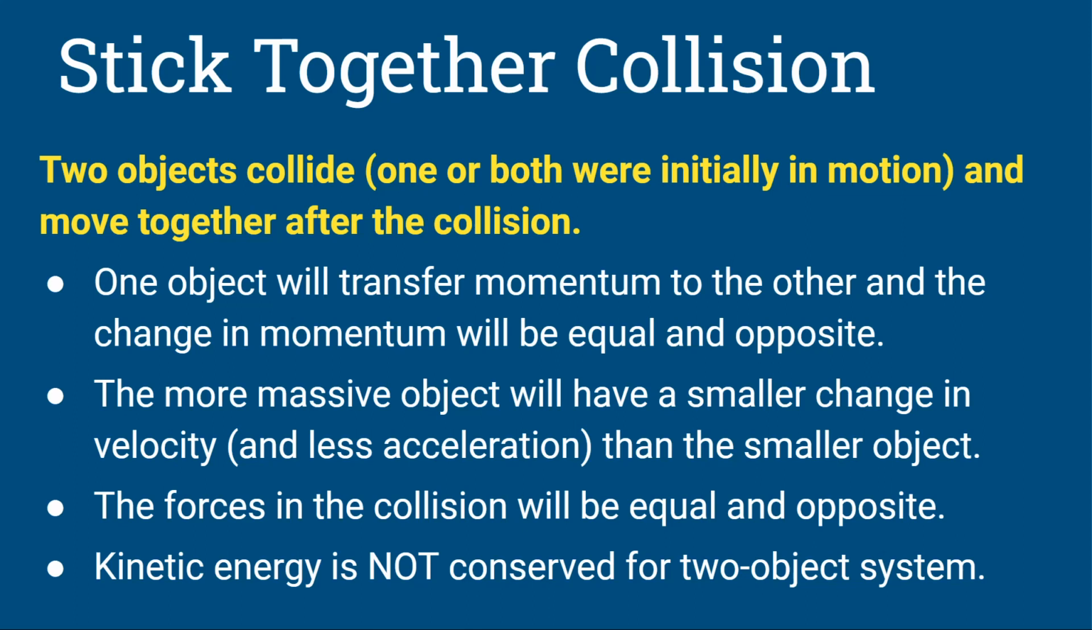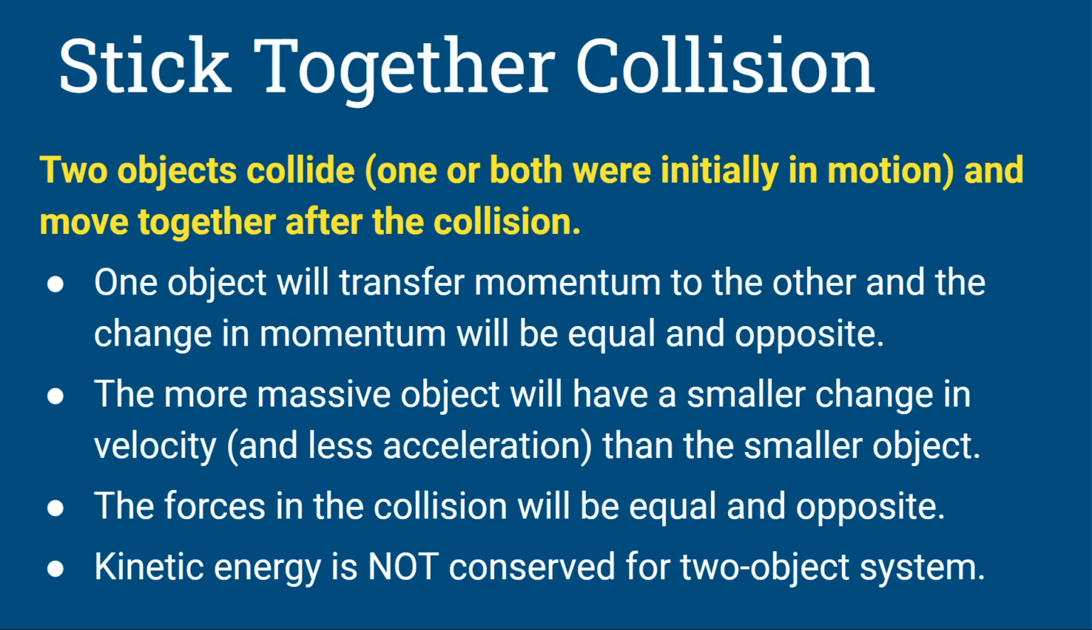This one says, two objects collide and move together after the collision. That's our stick-together. One object will transfer momentum to the other, and the change in momentum will be equal and opposite. We had that written down last time. The more massive object will have a smaller change in velocity and less acceleration than the smaller object. We wrote that down last time. That's still true. The forces in the collision will be equal and opposite. Still true. But the last bullet point is different.